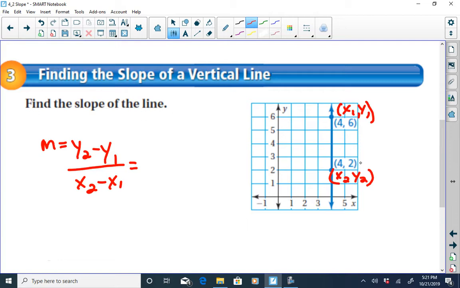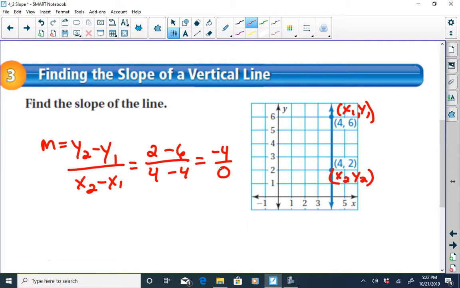We substitute into our formula. y2 is 2, y1 is 6. So in the numerator, we have 2 take away 6. In the denominator, 4 take away 4. All right? When we do this mathematically, 2 take away 6 is -4, but then in the denominator, we have 0.